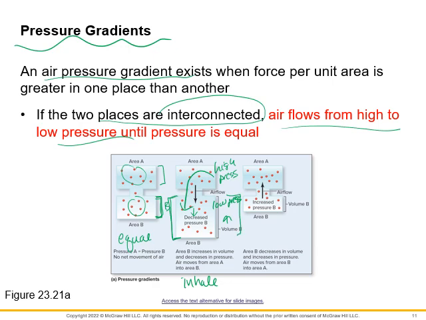Now we had this large volume. What did we do? We decreased the volume. When we decreased the volume, what happened to the pressure? The pressure increased. So now we have high pressure here, we have low pressure here. Where's all the air moving? It's moving from B into A, and this is what happens when we exhale.